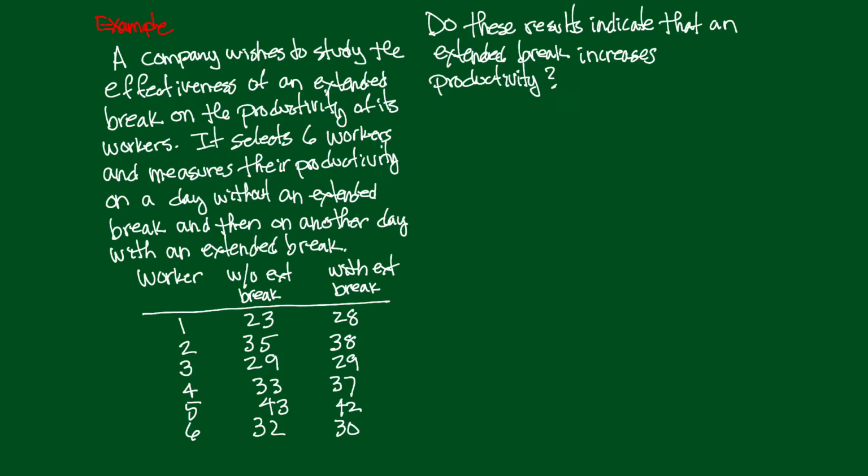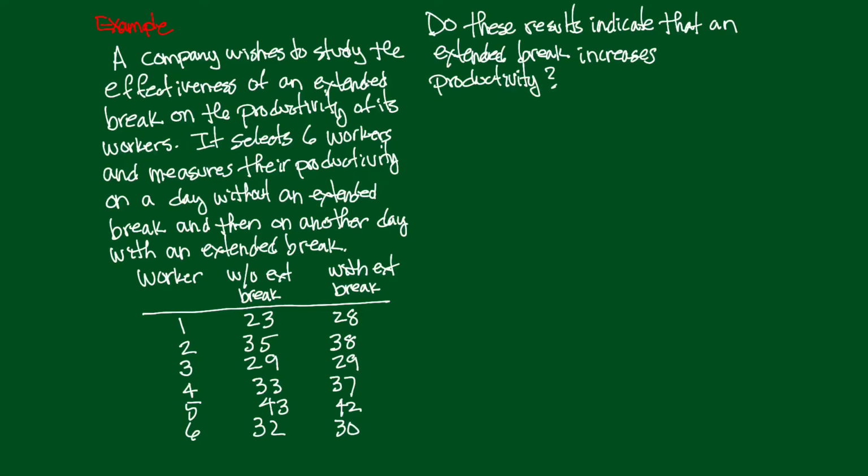Let's look at an example. So suppose a company wishes to study the effectiveness of an extended break on the productivity of its workers. So it selects 6 workers and measures their productivity on a day without an extended break, and then on another day with an extended break. And here's the data, right? You've got 6 workers without the extended break, maybe whatever these are, like, okay, we put together this many pieces, and with an extended break, put together this many pieces. Here's the question. Do these results indicate that an extended break increases productivity?